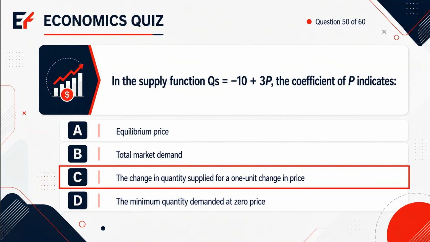Let's read the function carefully. In a supply function, the coefficient attached to p shows how quantity supplied changes when price changes by 1 unit. Here, the coefficient is 3, meaning quantity supplied increases by 3 units for every 1 unit increase in price. Option C is correct because it describes that price responsiveness within the equation. Option A is wrong because equilibrium price is found by setting demand equal to supply. Option B is about demand, not supply. Option D is also incorrect because the function refers to quantity supplied, not quantity demanded. The key idea is that the price coefficient shows how strongly supply responds to price.